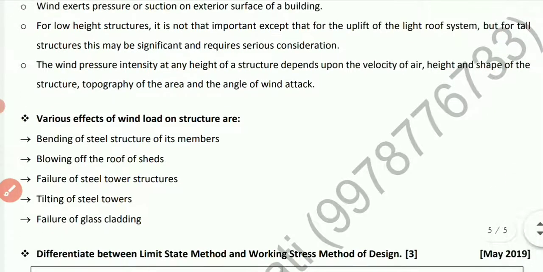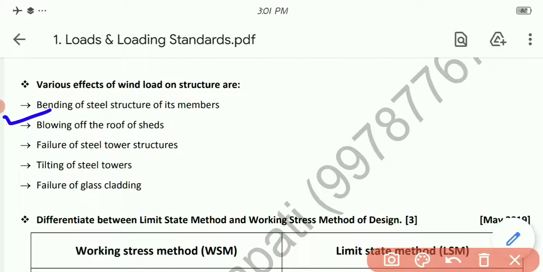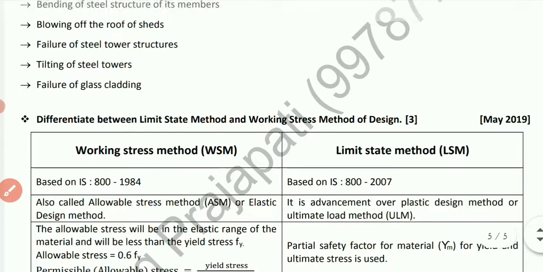Then let's discuss its effects. Its effects are bending of the steel structure and its members, blowing off of the roofs of sheds, failure of the steel tower structure, tilting of steel towers and failure of glass cladding. So these were the effects of the wind force.